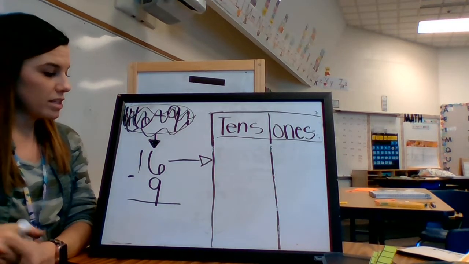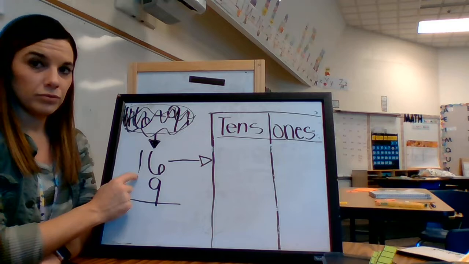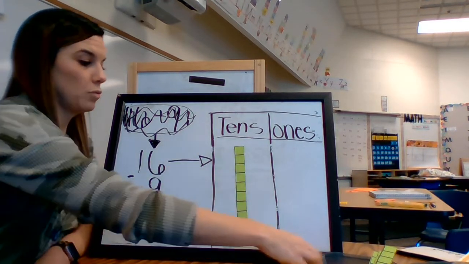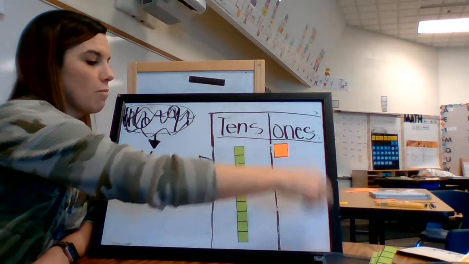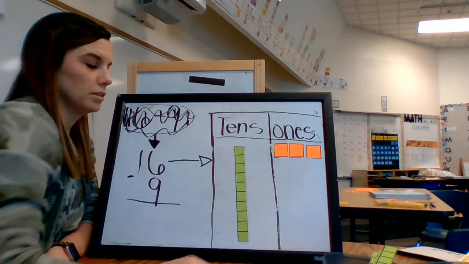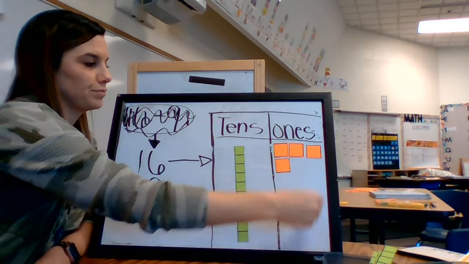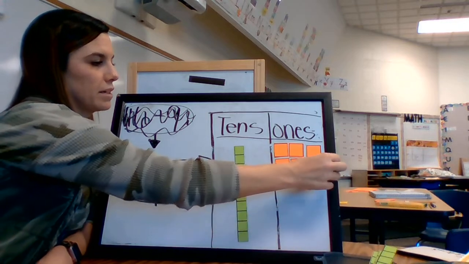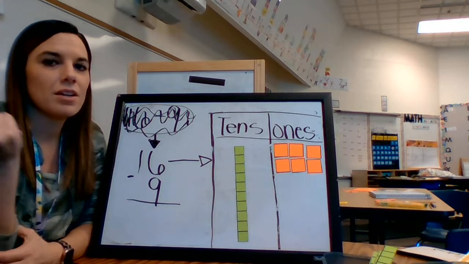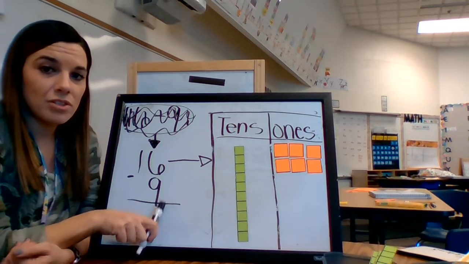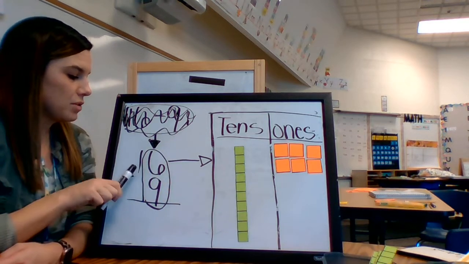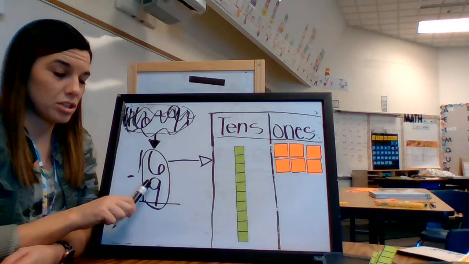So the number 16, how many 10s? One group of 10. How many ones? 6 ones. 1, 2, 3, 4, 5, 6. Okay, so remember, when I start with subtraction, I have to start in my 1s spot. Okay, I'm not doing anything with this 10 yet because let's just talk about this.